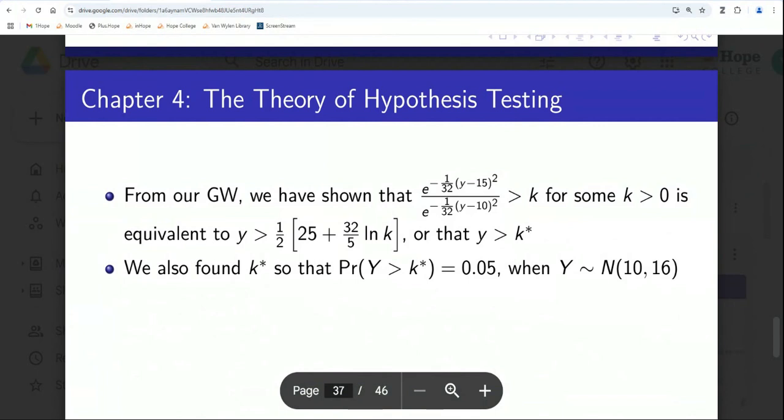So you see, the test under the Neyman-Pearson lemma has to have this form. This reduces to this. So what is the purpose of this step? Why do I want to find K star so that this probability is 0.05? And how am I so confident that I put 10 here?